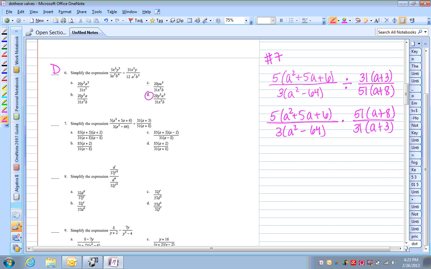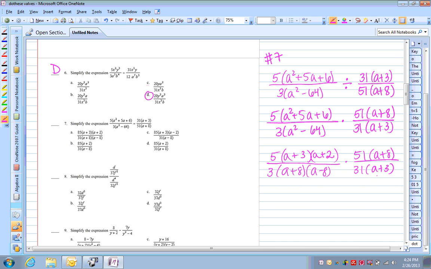Now I need to make sure that I factor out the top and the bottom. So I'm going to factor out the top to be 5 times a plus, I need two numbers that multiply to 6 but add to 5. And that's 3 and 2, and they can both be positive. So positive 3 and positive 2. And then when I factor out the bottom, I realize I have a difference of perfect squares. So this becomes a plus 8 times a minus 8. And we're multiplying it by 51 times a plus 8 over 31 times a plus 3.